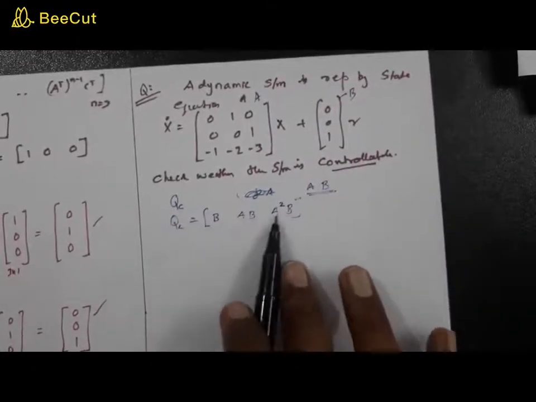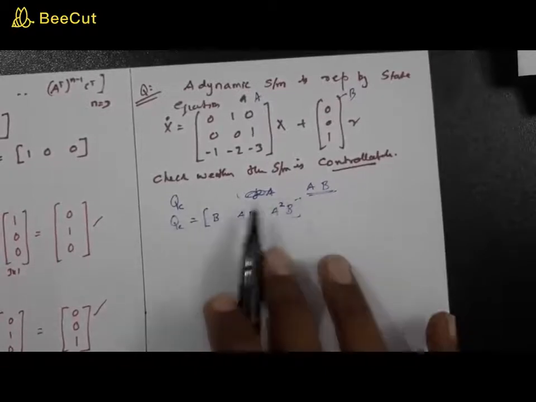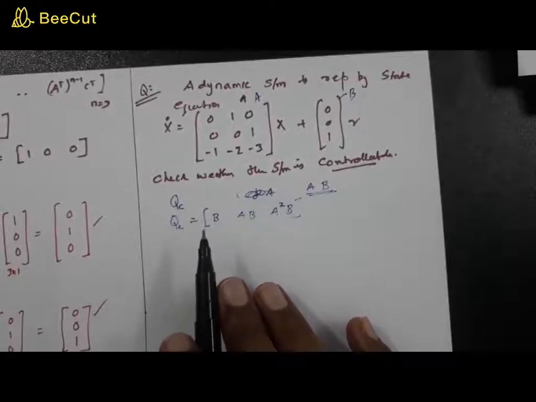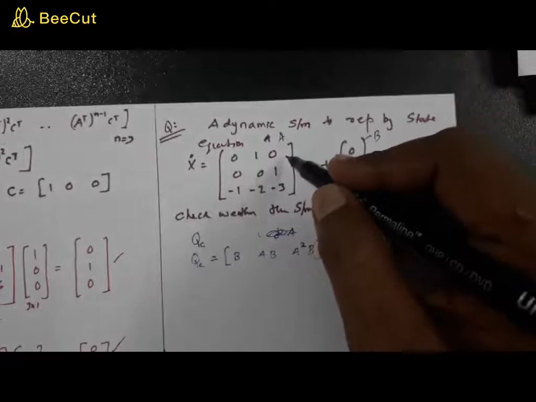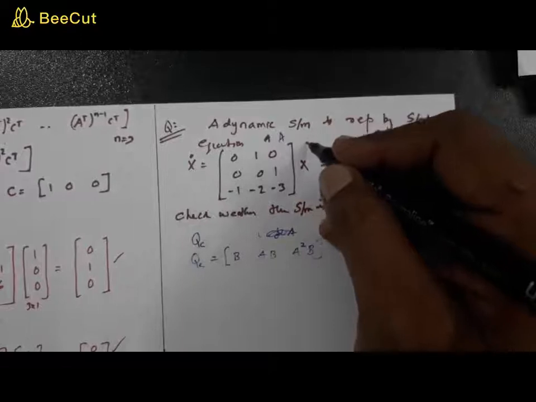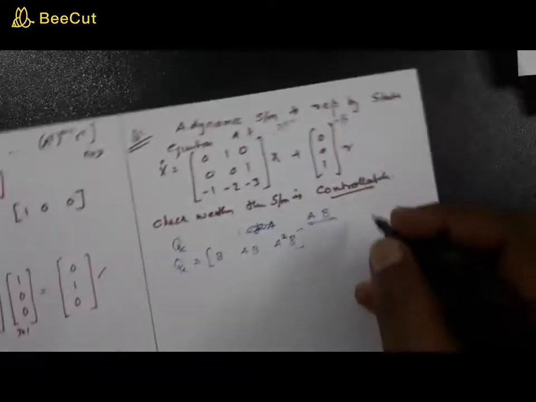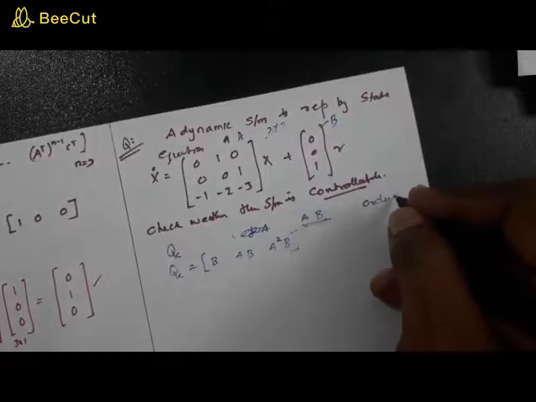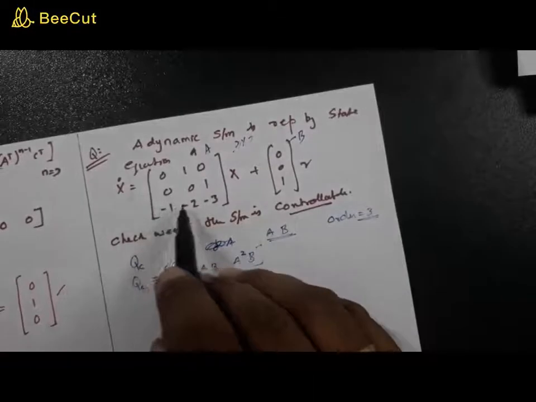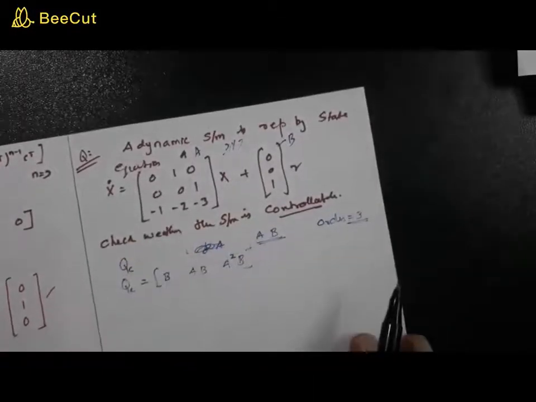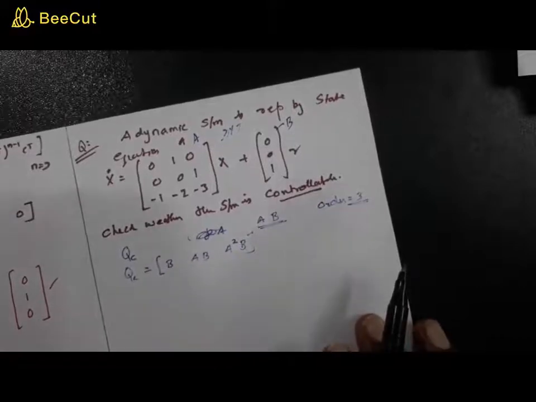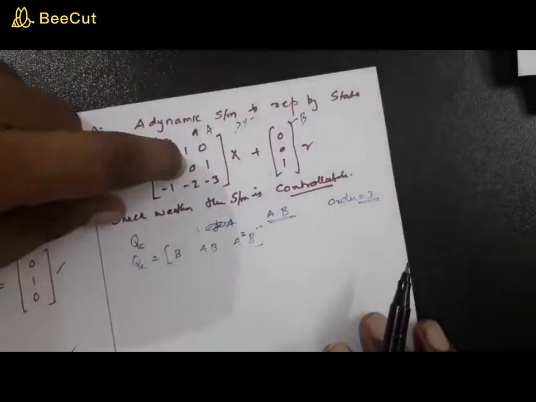Now how will you arrive at this conclusion? How many columns do you require? And how will you find out the order of the system? The order of the system can be assessed from the system matrix. Since it is a 3 by 3 matrix, this dynamic system must be of order 3. So this is the first thing that you should find out: the order of the system is 3. The order you will get from the system equation. The system matrix is always a square matrix, so it will always be an n into n matrix, and that n refers to the order of the system. So this is a 3 into 3, order 3.